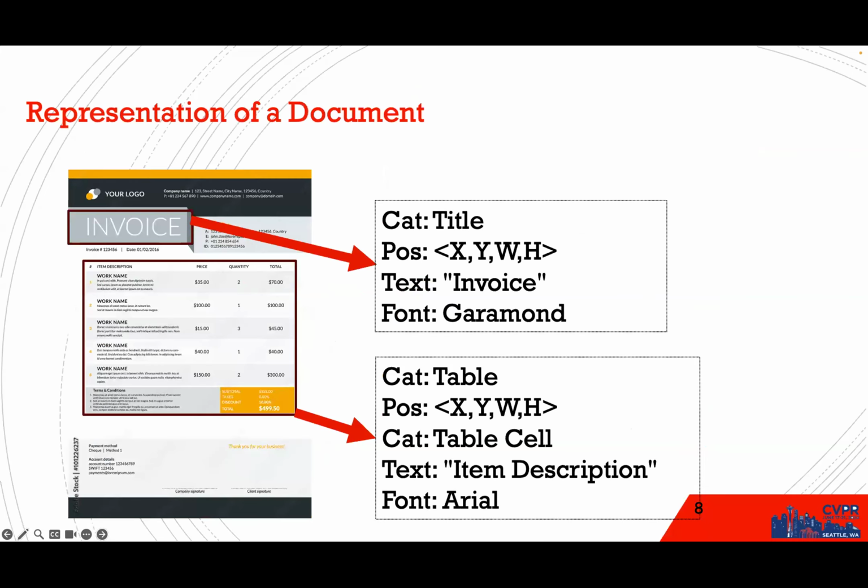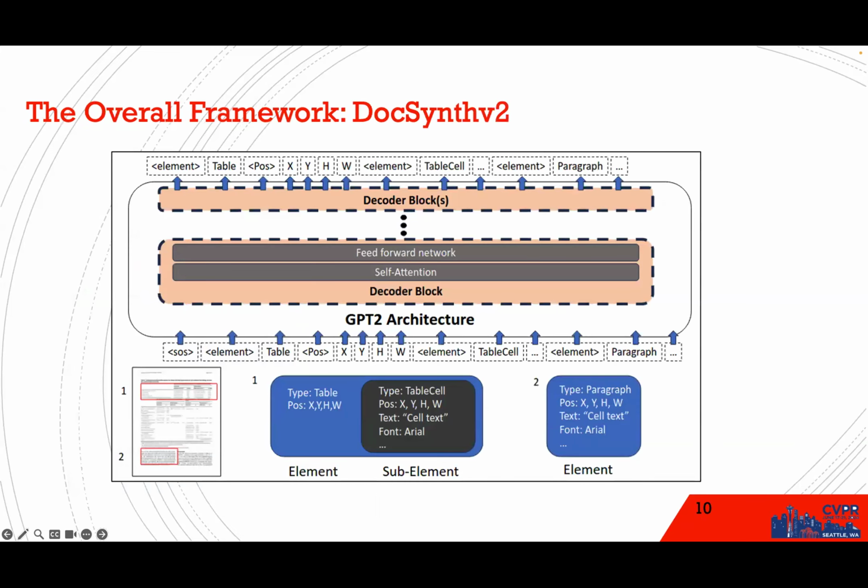To jump into our method, we build upon prior work that represents documents by a category or label, such as title or table, and encodes the position of the layout in X, Y. We also include additional information in this representation, including the actual text contents of the documents and font information, such as the font name, font size, and other attributes of the font, like being italic or bold. Overall, it's a fairly simplistic framework. In this paper, we used the GPT-2 architecture. Fundamentally, you could use really any decoder-only language model approach.